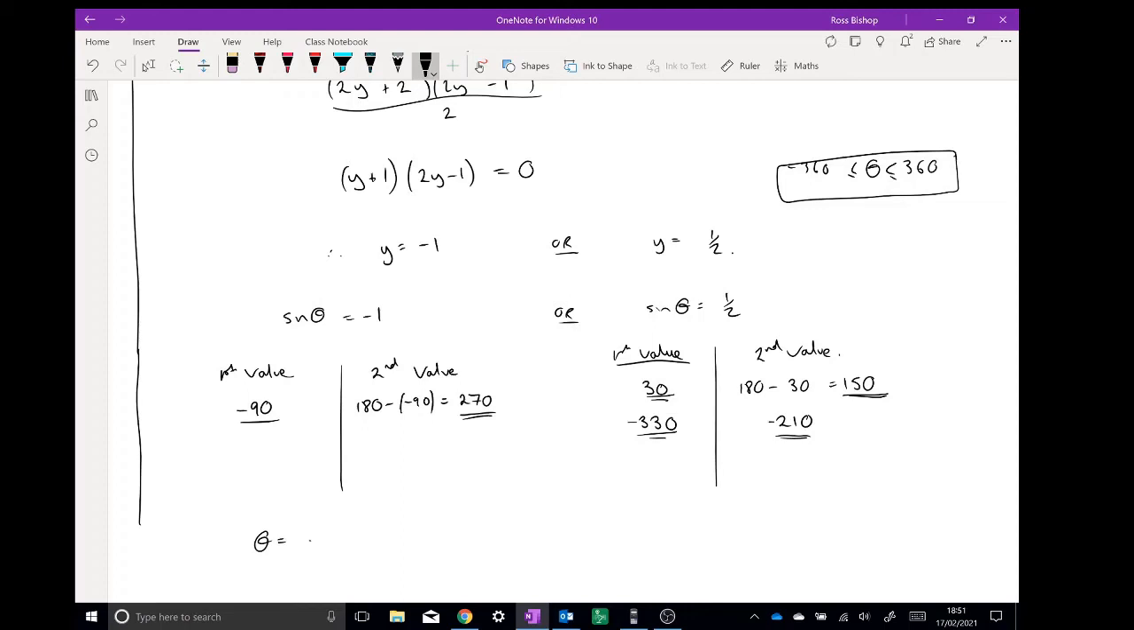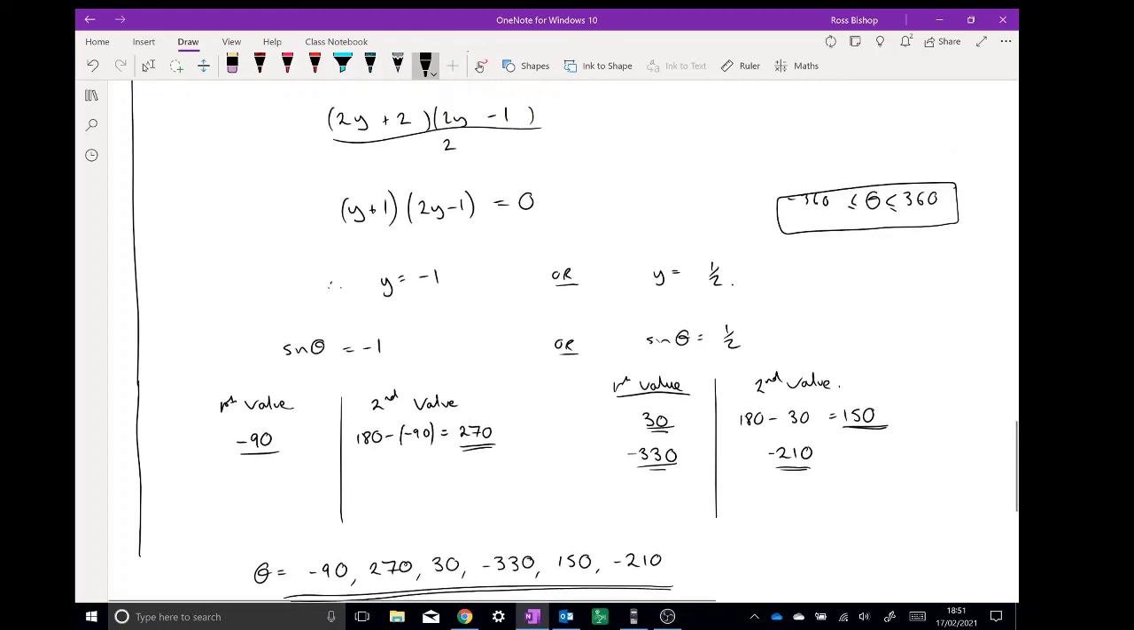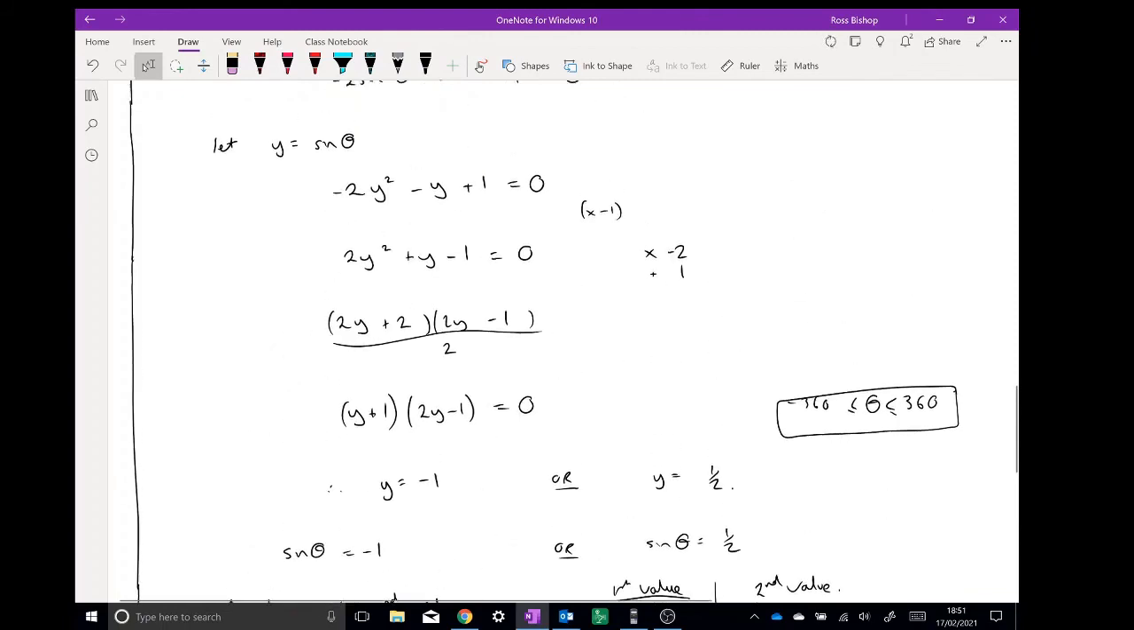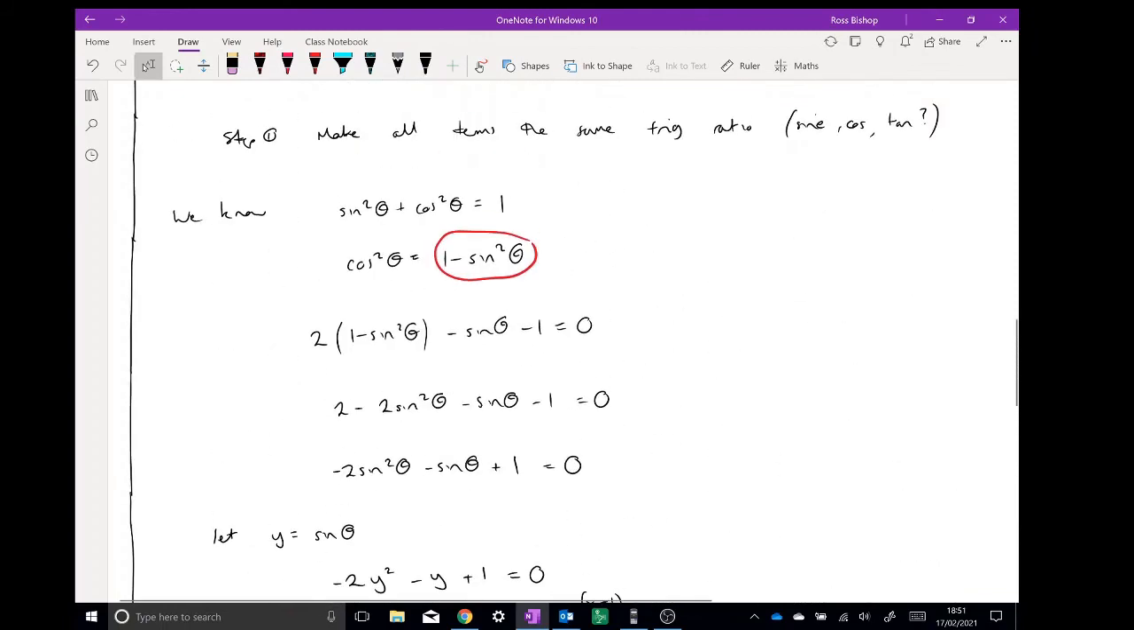So theta, could it be minus 90? It could be 270. It could be 30. It could be negative 330. It could be 150. Or it could be negative 210. Okay, let's just pick one, say 150. Let's check right back at my original equation.